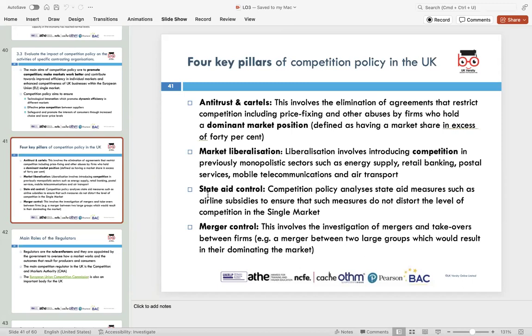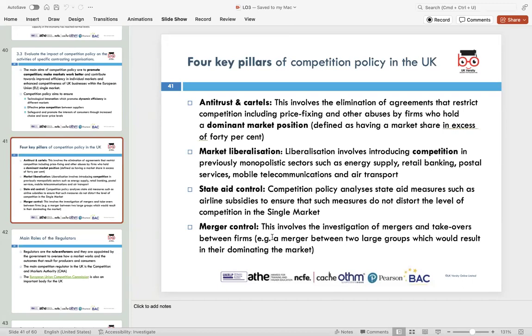Then is state aid control. Competition policy examines various state aid policies, including but not limited to ensuring that such measures do not affect the level of competition among airlines by providing subsidies. There is a rivalry inside the single market.